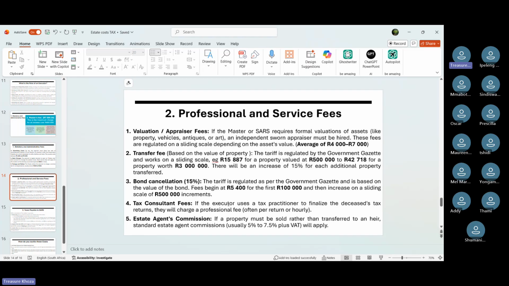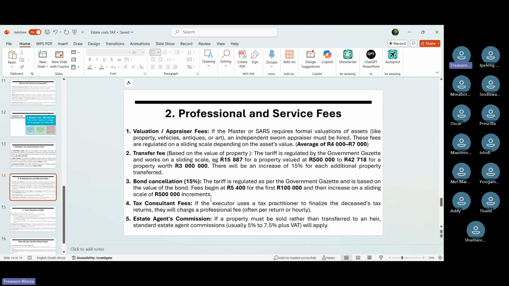The tax consultant fees depend on the tax practitioner you approach. Are they going to charge you per hour, or per return? Normally, the people I know charge per return, but it depends. Some charge per hour. If your work is going to take more than 4 hours, they have to bill you, and most of them start from 1.5 going up. So it depends on their rates. But if the executor takes care of this part, you won't be paying tax consultant fees. And then we also have estate agents' commission. If a property must be sold rather than transferred to an inheritor, the standard estate agents' commission usually starts from 5%, 7.5% plus VAT.